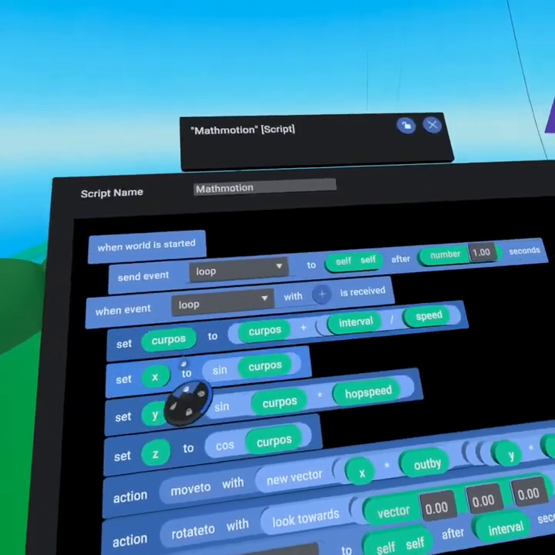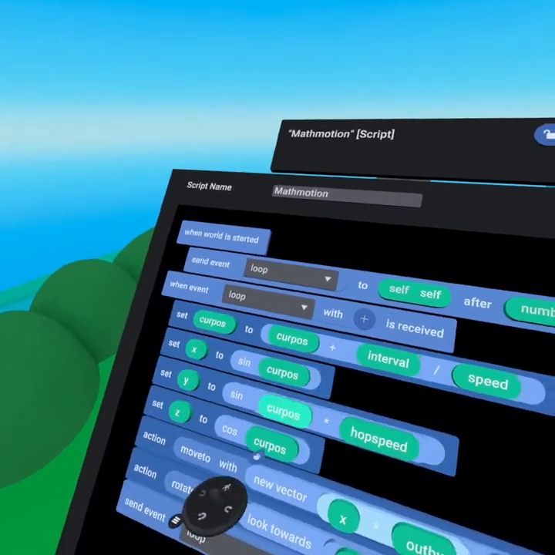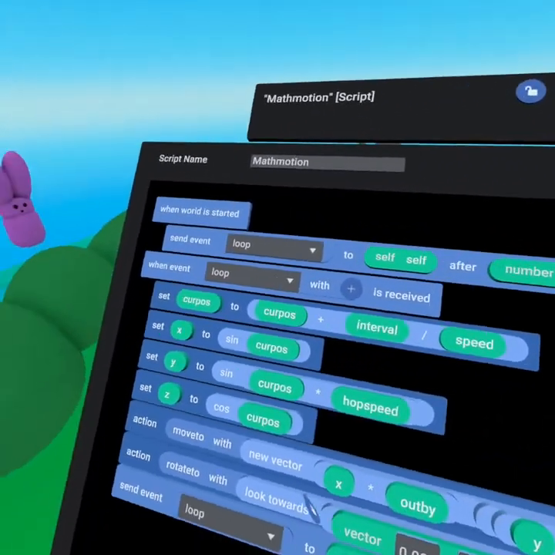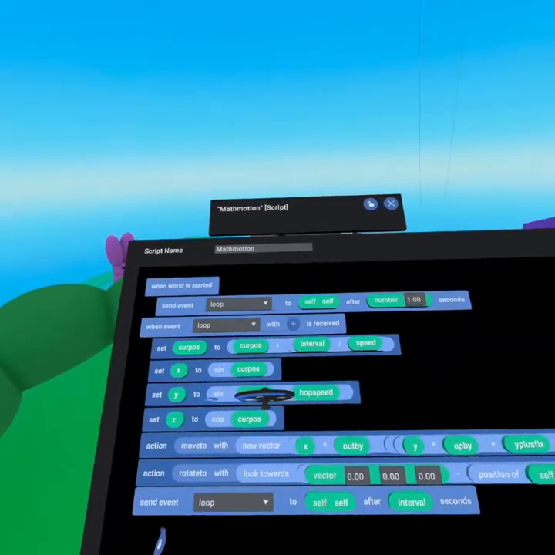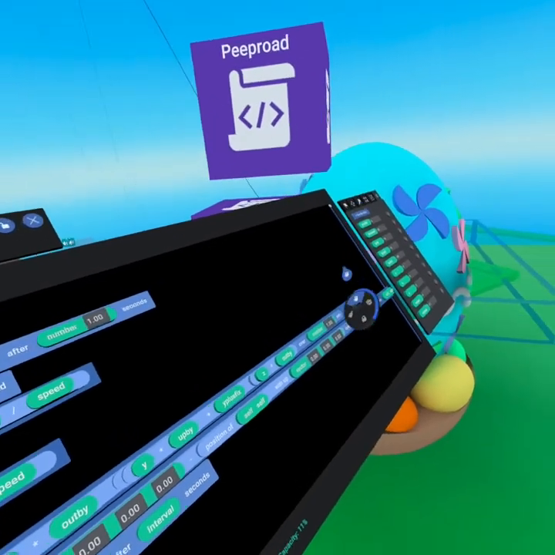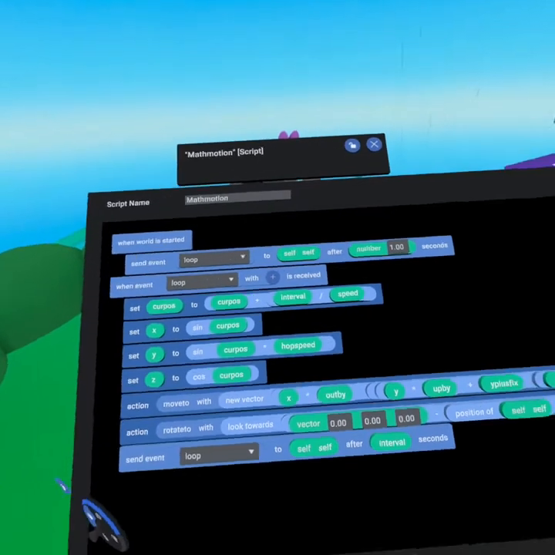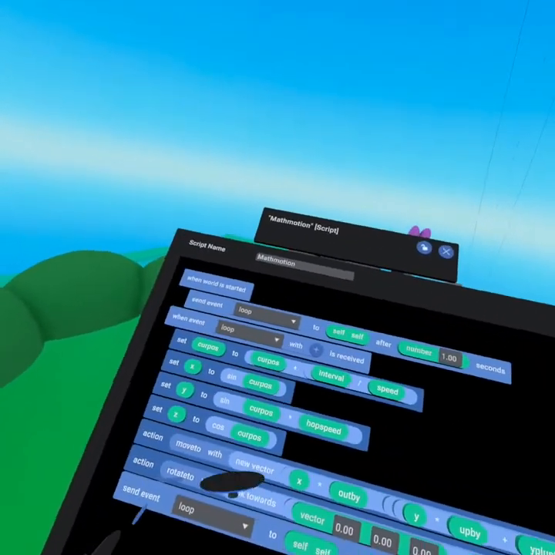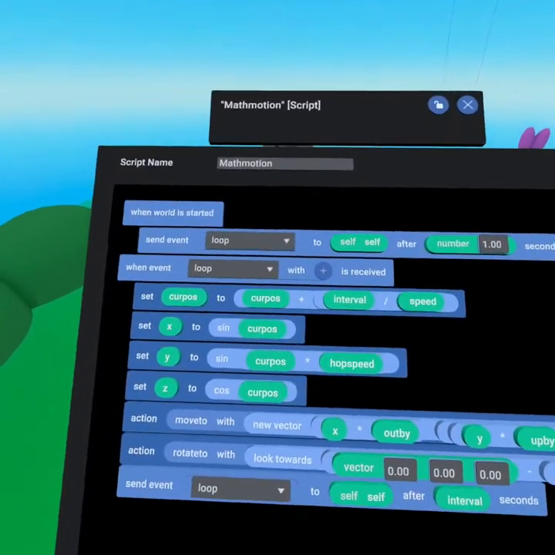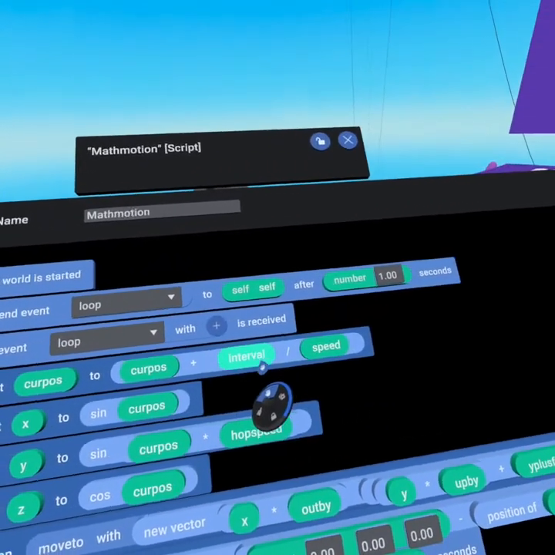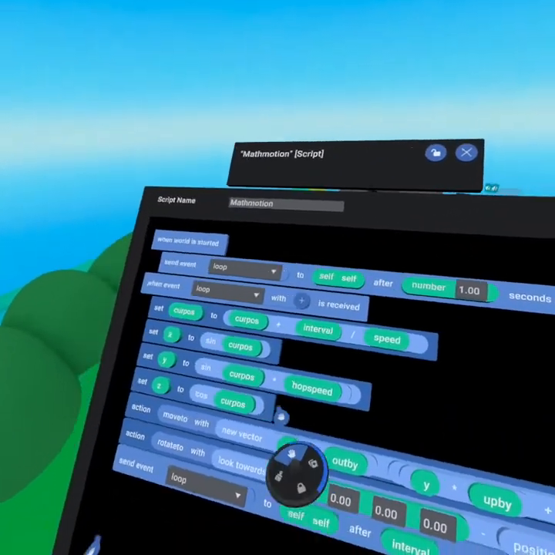We set current position to current position plus our interval. So what current position is, this is just a number, and this number goes up indefinitely. So if you remember a sine wave from trigonometry, basically all it does is it goes from 1 to -1, 1 to -1, and it does that no matter what the number is. So you start at 0 and it goes up to infinity, but it'll always stay between -1 and 1. So this number is our number that can go up to infinity, and then we're incrementing it by an interval. So we take interval and we divide it by our speed, and so this just gives us finer increments.